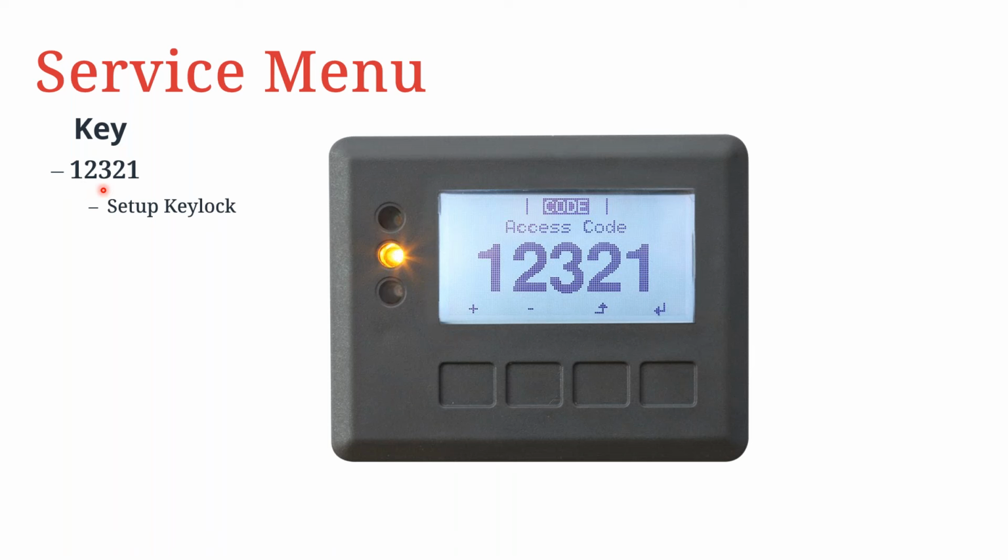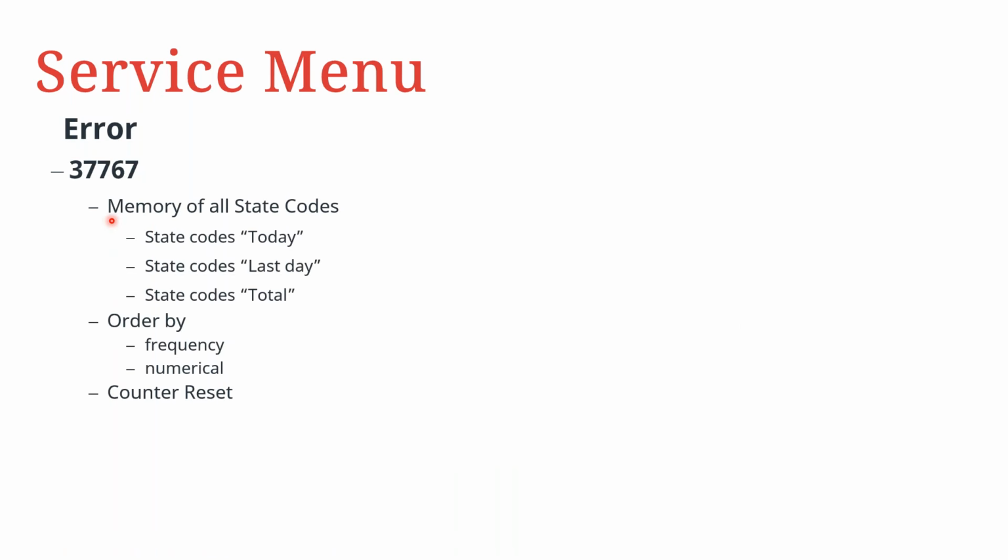This is basically 1231, 12321. Sorry. With that, you're able to access the key lock. With this code, you will be able to disable or enable the tab keys here. For the error code, you can use it to access the memory of all the state codes for the present day and previous days.